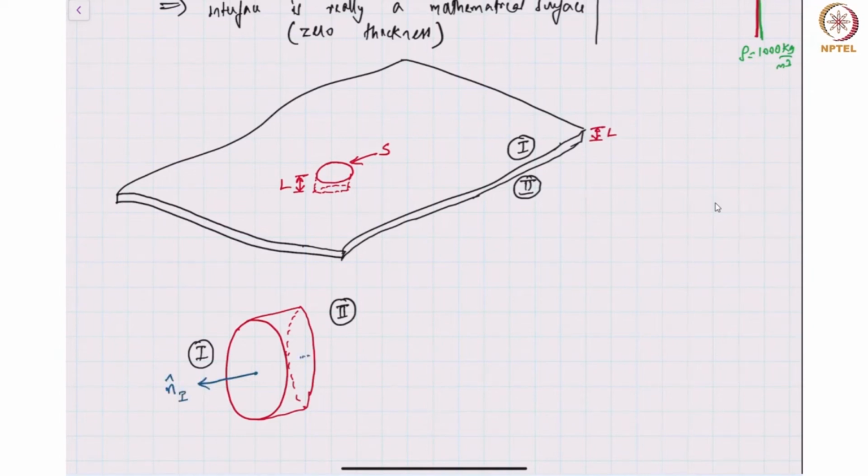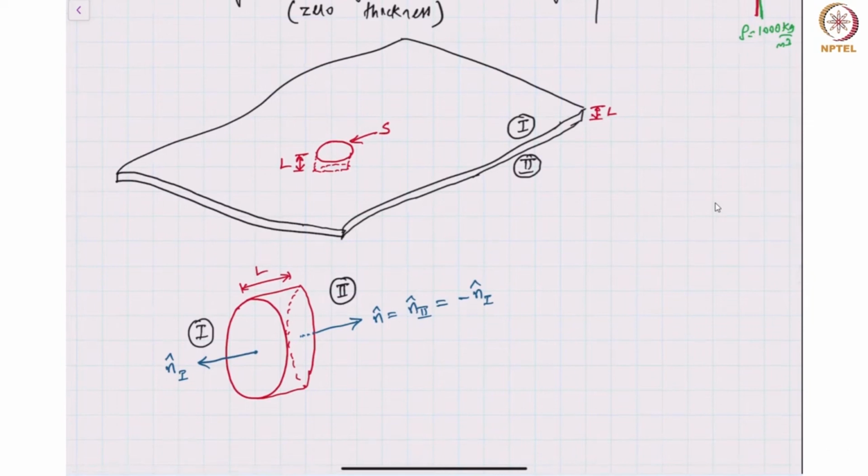Similarly, there is a normal vector on the other side as well, which is n2. And by definition, if the thickness of the interface is really small, then you can essentially say that n1 is minus n2, or n2 is minus n1. And let's not forget that the thickness of the cylinder is of length L. Okay.